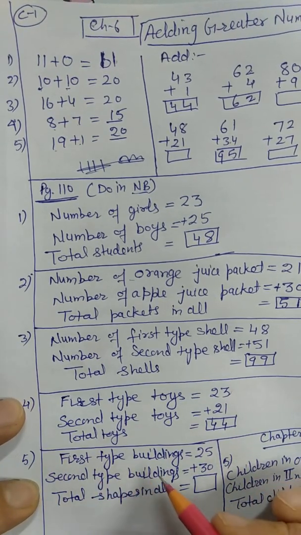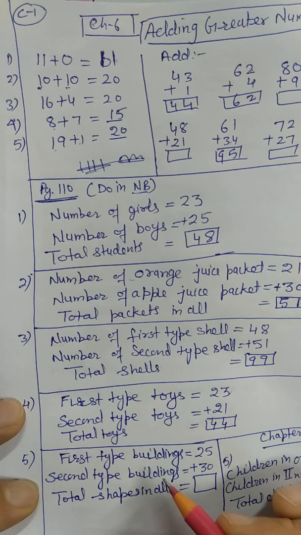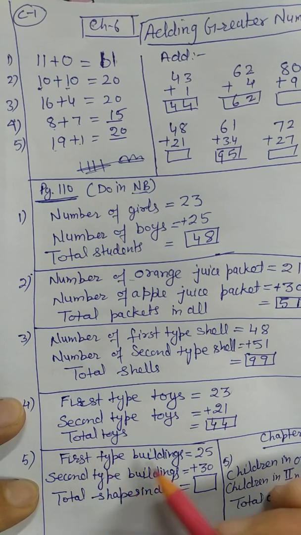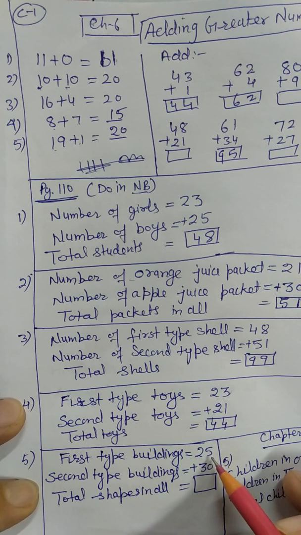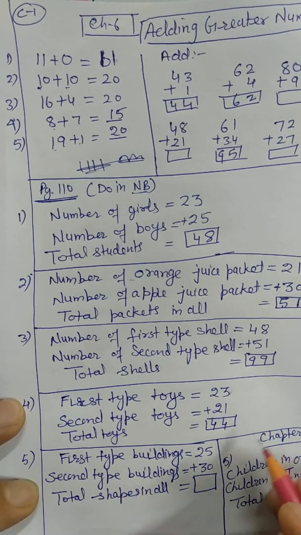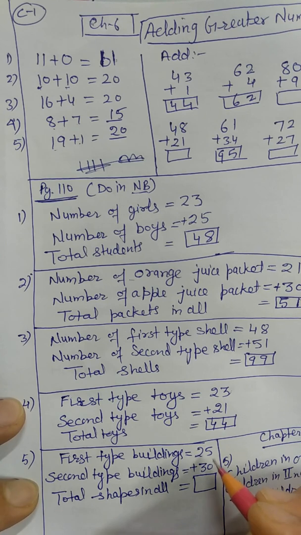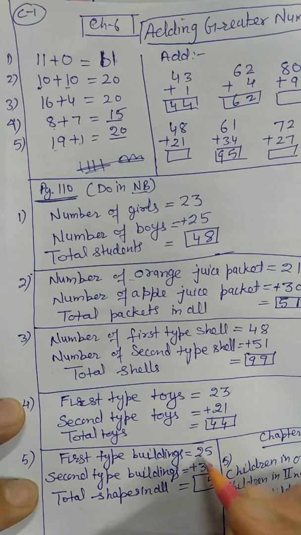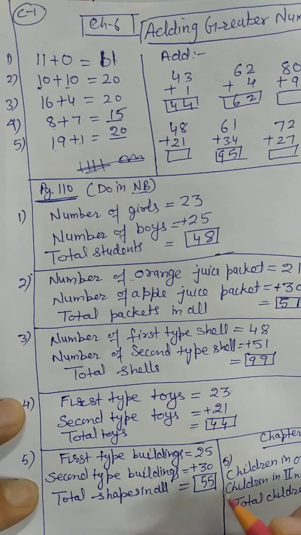Now there are two types of buildings made. The number of first type of buildings is 25, the number of second type of buildings is 30. Total buildings made: 5 plus 0 is 5 and 3 plus 2 is also 5. It is 55.